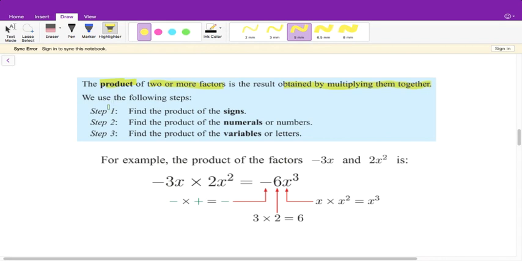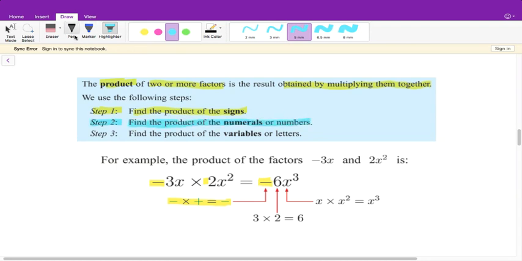And here's the steps that the book suggests that you should be doing. Our first step is to simply find the product of the signs. We had a negative and a positive, and we know anytime we have a negative times a positive, it will give us a negative number. So I know when I multiply these 2 terms together, it'll be negative. Right? Then we multiply. So step 2 is we find the product of the numbers or the numerals.